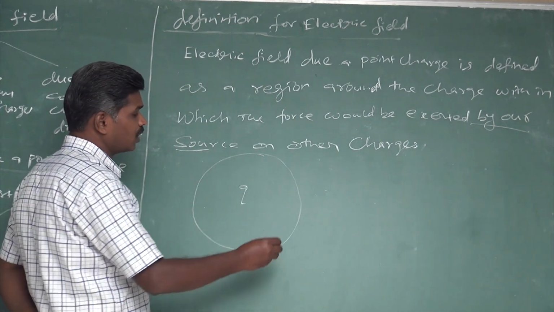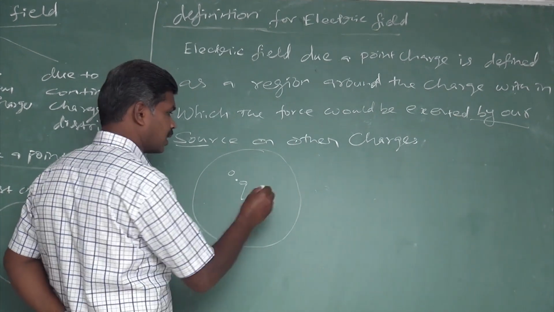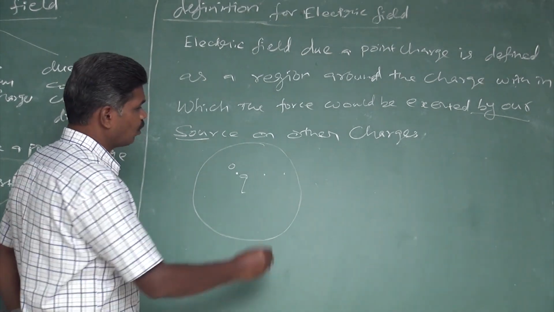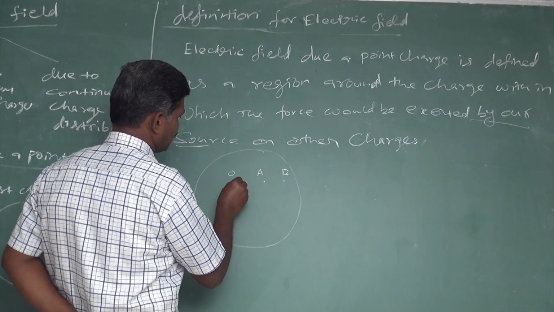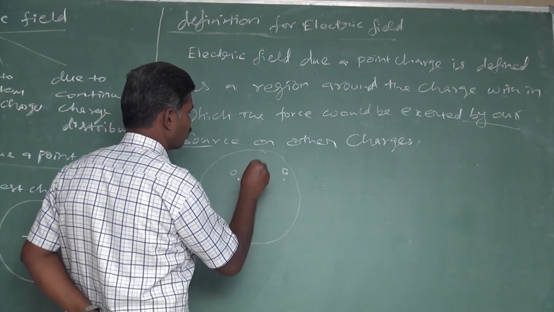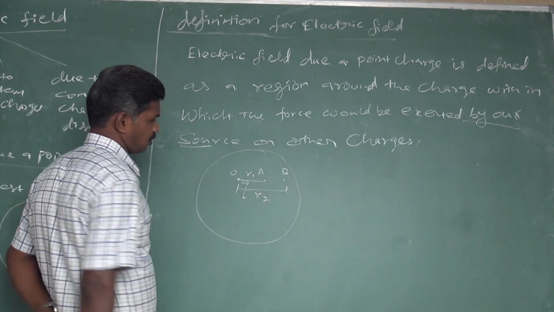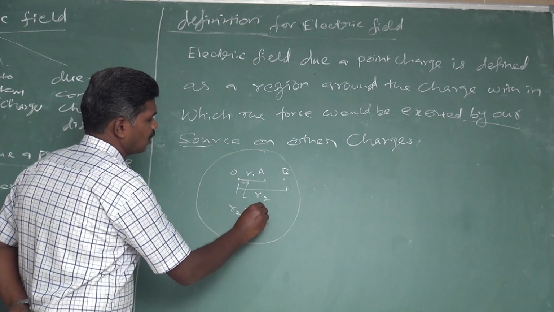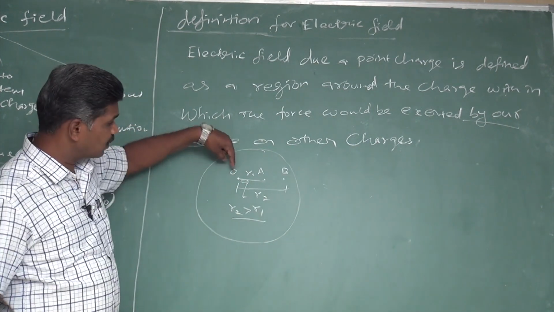Suppose I place our charge at O, and take two other points in the same field itself, one point A and another point B. Point A is at distance R1 and point B is at distance R2. Then R2 is greater than R1, and the distance of point A is nearer to our charge.